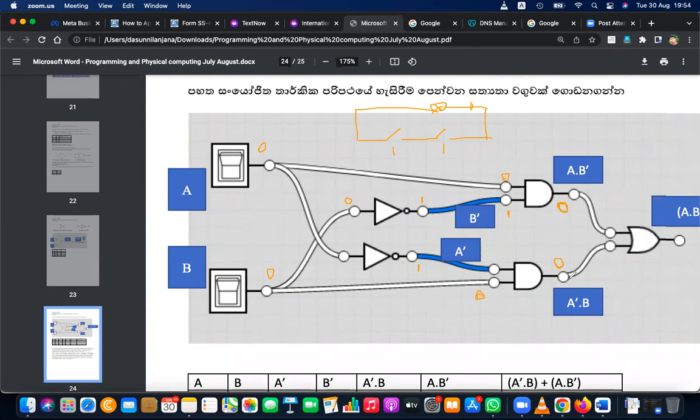I hope you understand the AND gate, right? We have discussed this several times. Okay, then the OR gate. If both are 0, what is the output of the OR gate? 0. If both are 0, the OR gate output is 0. Then the first line answer is correct, right?